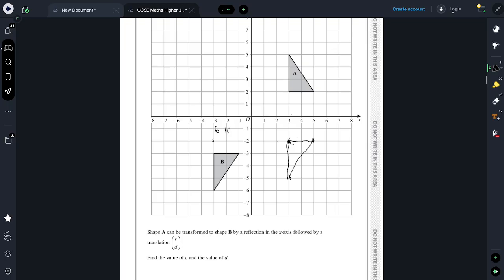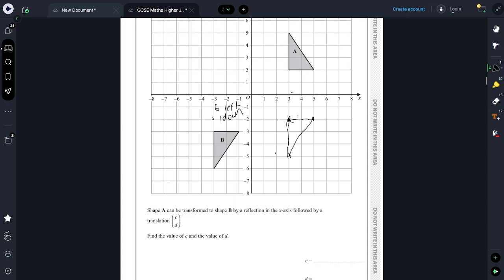6 left, and then we go 1 down. Likewise here, that should be 1, 2, 3, 4, 5, 6. There we go. And then one down. And then here, 1, 2, 3, 4, 5, 6, and one down. So it's the same. So that means it's 6 left, 1 down.